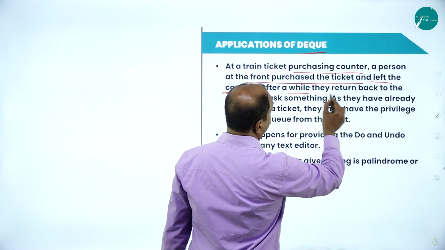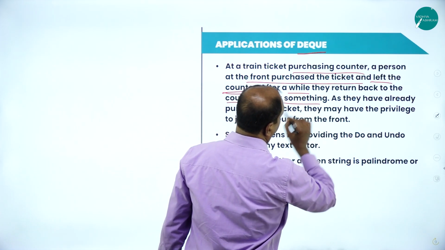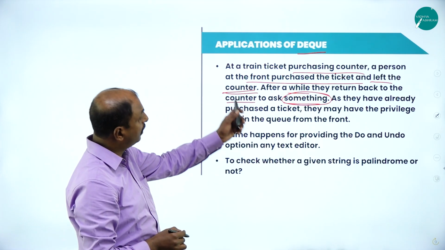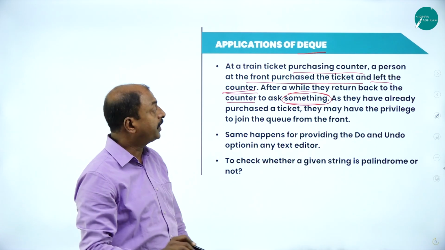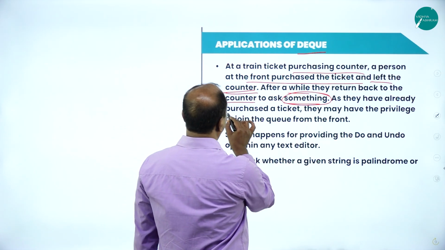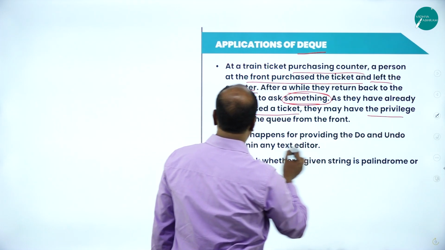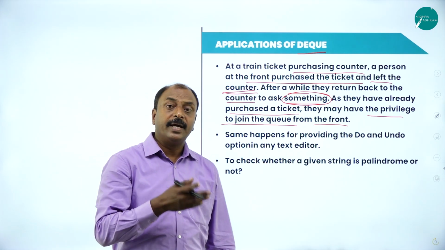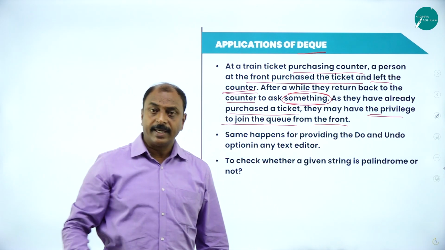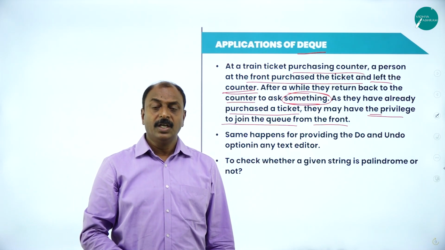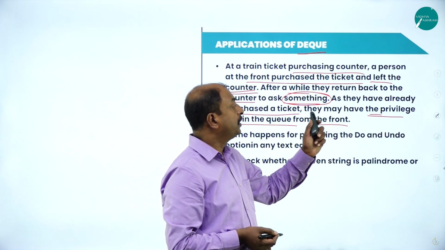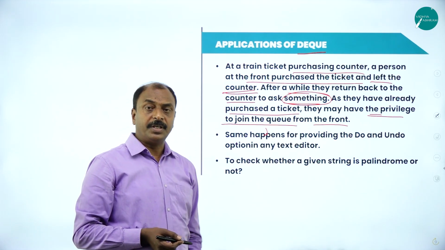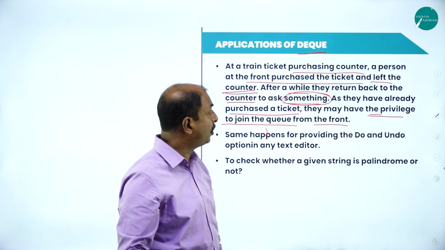Now, after a while, they return to the counter to ask something, or if they have any problem or doubt. He is the same person, he will come back and join at the counter point. As they have already purchased the ticket, they may have the privilege to join the queue from the front end, or for any other clarification he may be allowed at the counter, or he may join the queue from the back side. That is an example of DQ, where insertion and deletion take place at both ends of the DQ.